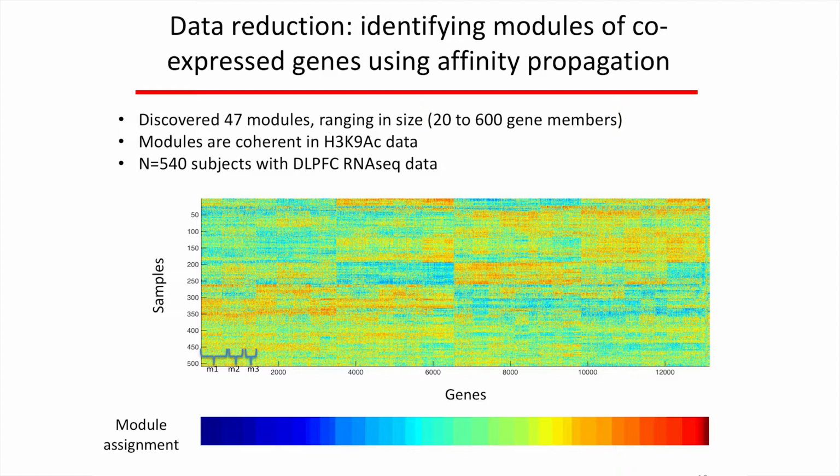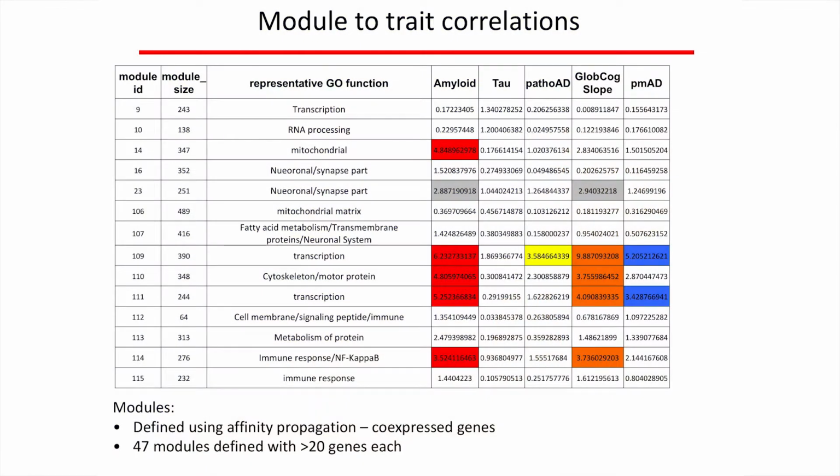So we did this, and we then explored whether these modules of coherent co-expression are present in the ChIP-seq data, and they are, as you might expect. We can also relate these individual modules to different traits, which is done here. Each module is one row, and you have the different traits that we've looked at, such as the accumulation of amyloid and tau pathologies, two of the key pathologies for Alzheimer's disease, a pathological diagnosis of Alzheimer's disease, and the slope of global cognitive decline in each person. Because we have longitudinal cognitive data, we can establish person-specific trajectories of cognitive decline.